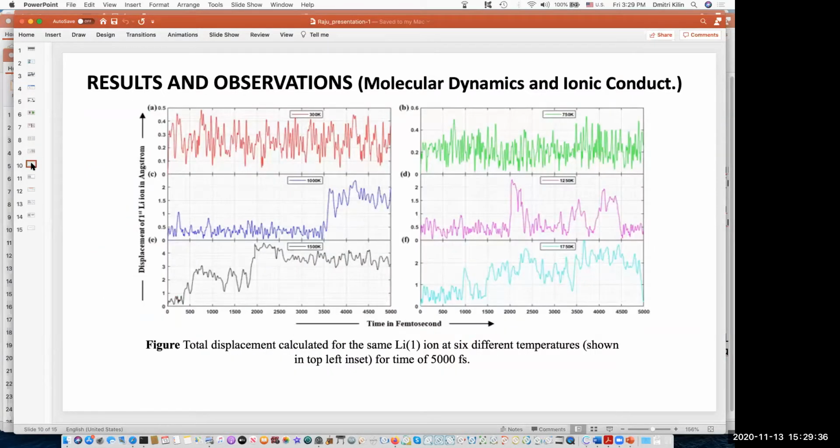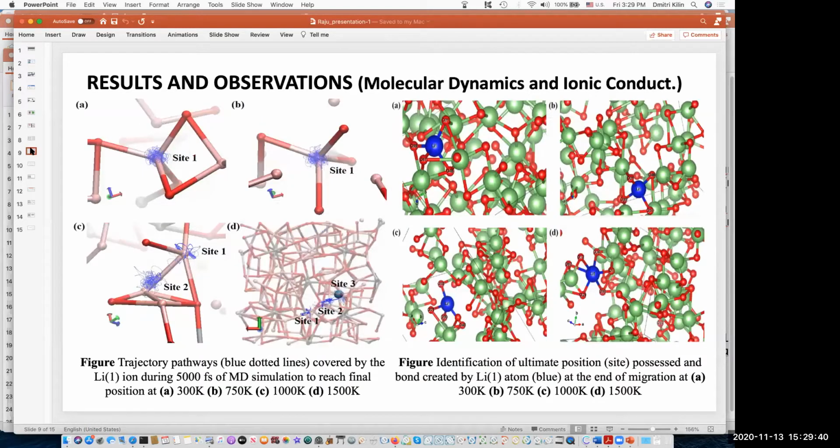Can you go to the previous slide, Dr. Dimitri? Maybe I didn't discuss the right side picture. On the right-hand side, you can see the final position of the lithium atom. At 300 Kelvin, you see 4 oxygen atoms connected to the lithium atom. That means it is in a tetrahedral site.